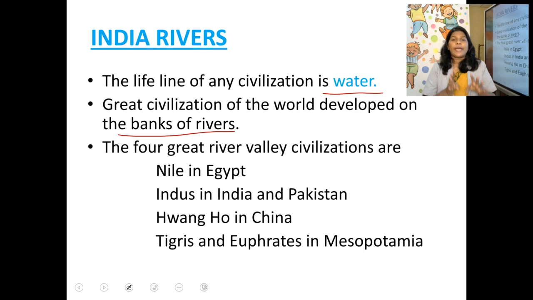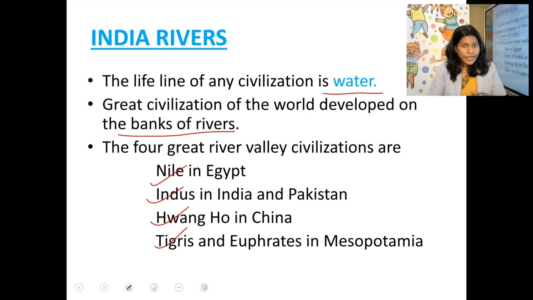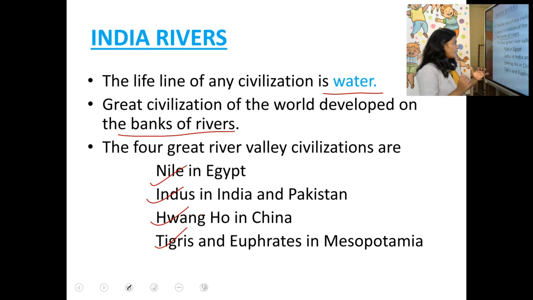So we have four main river valley civilizations, that is Egyptian civilization, Indus Valley civilization, Chinese civilization and Mesopotamian civilization. These four civilizations emerged on river banks. Just look at what the rivers are.